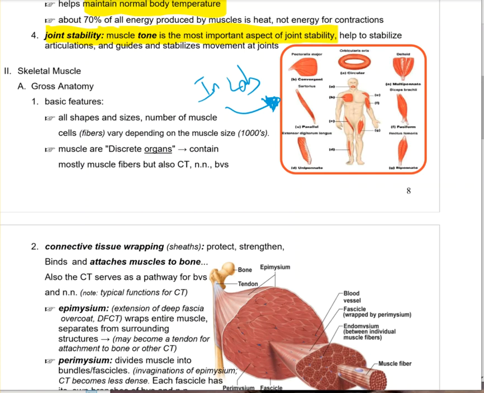All muscles are discrete organs. Remember, an organ has 2 or more tissue types working together to do a certain function. And so each muscle does a certain function, but it has muscle tissue. That's one of the tissue types, but it also has connective tissue, nervous tissue, epithelial tissue. It has really all the different tissue types in it.